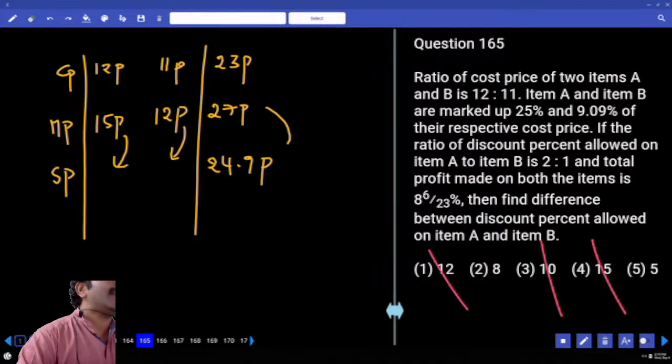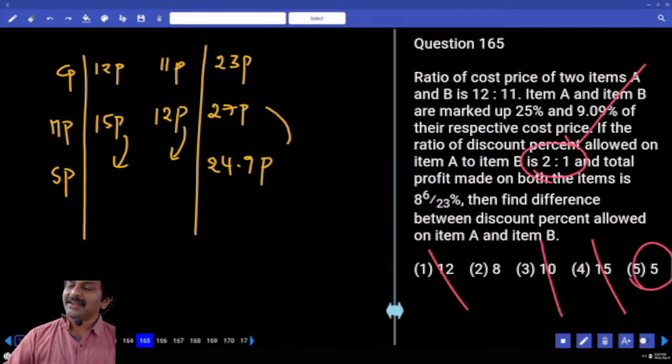So the answer must be either 8 or 5. Yes? So now I'll assume the ratio is 2:1. The difference is 1 part, that is the smaller one. Correct? Out of 8 and 5, I'll pick 5 because that is easy to calculate.